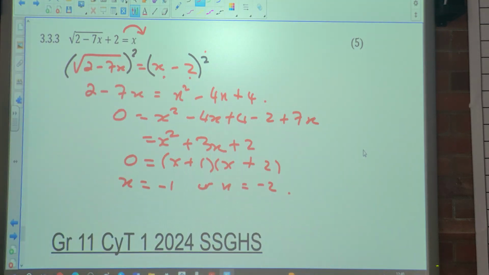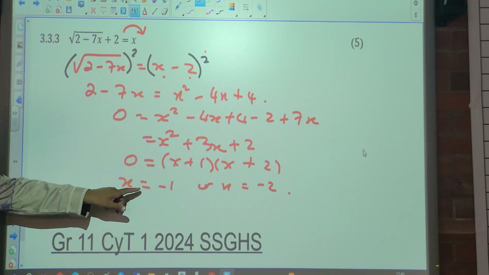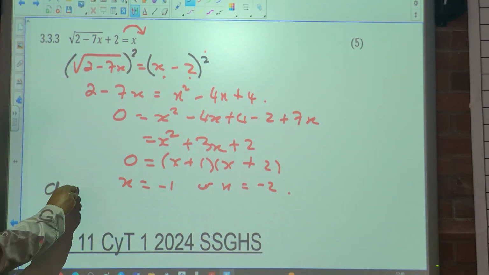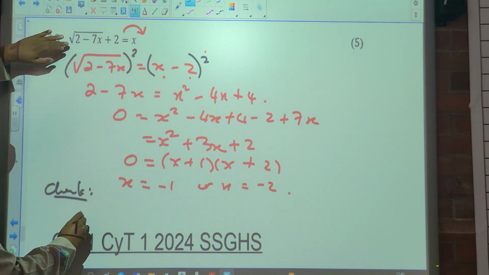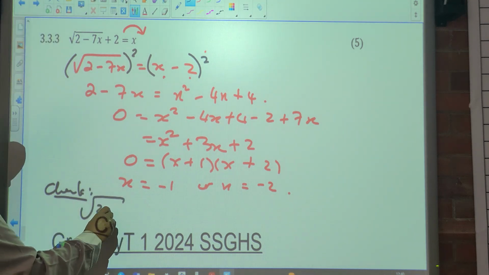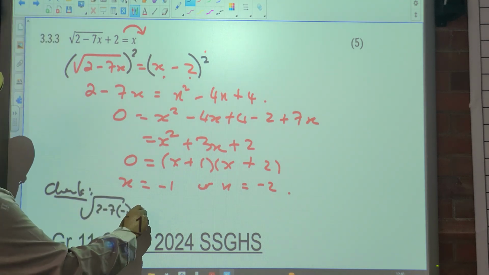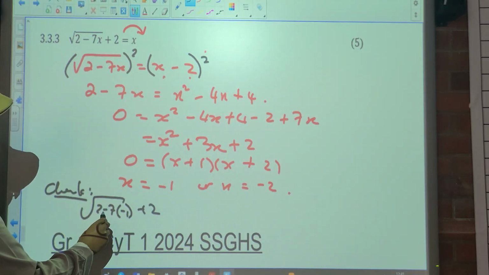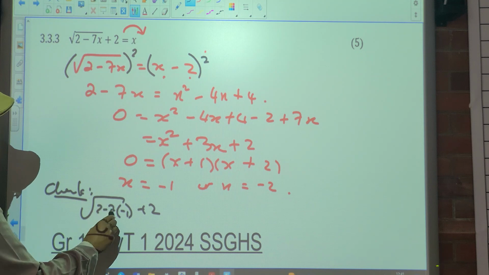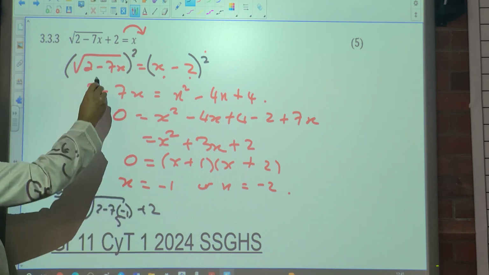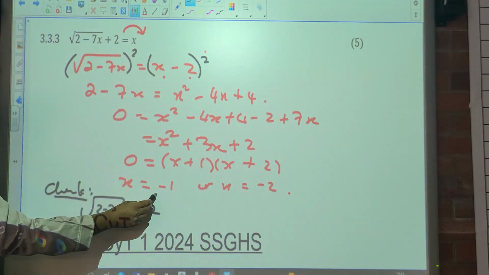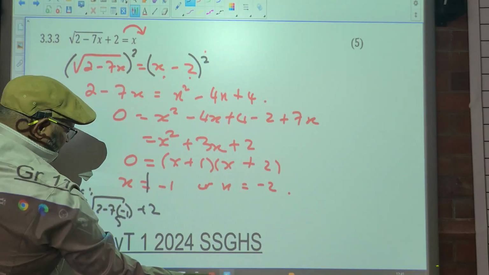People, we need to check. So if you put negative 1 in here, this is your check. You don't have to write this down. So you go the square root of 2 minus 7 times minus 1 plus 2. That's going to give you 9, so the square root of 9 is 3, which gives me 5. So this side is 5. And what is x? Minus 1. Does this one work? No. So no solution on that one.